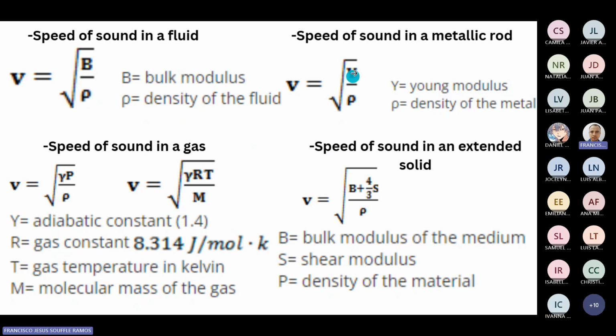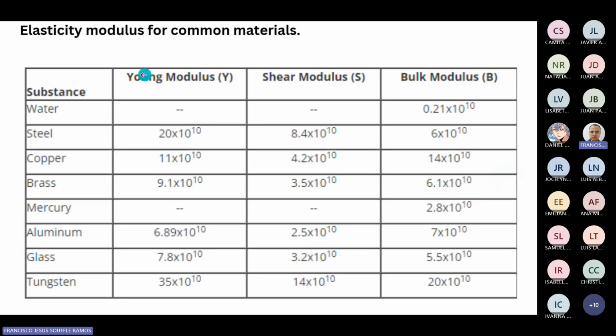Then we have the speed of sound in a metallic rod. It will be this formula, and we have the Young modulus and the density of the metal again, right? So you will go to the table with all the densities and bring that value right here. But the Young modulus is the same idea as this one, the bulk modulus. You go to the table, you can see right here, Young modulus is now this part right here, and it will depend on the material again, right?